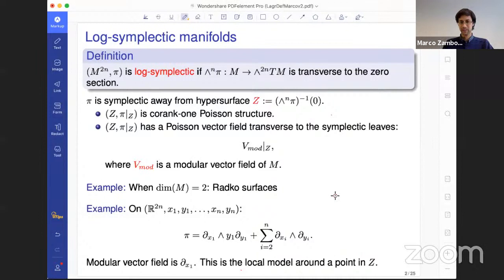So let me attempt to draw this. In the case of R^2, we have two open symplectic leaves, and then the x-axis consists of a bunch of zero-dimensional symplectic leaves, the points. So we have two open symplectic leaves here, and then a bunch of zero-dimensional ones. And for the canonical choice of volume form, the modular vector field is just ∂/∂x1.